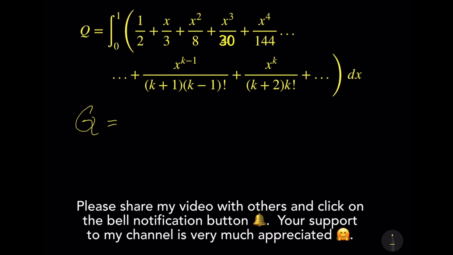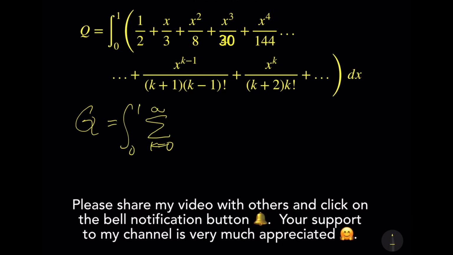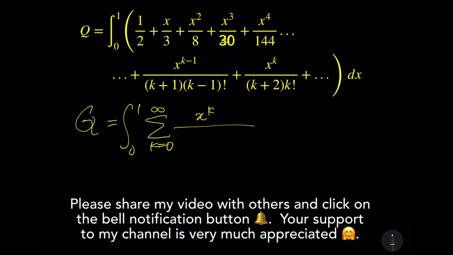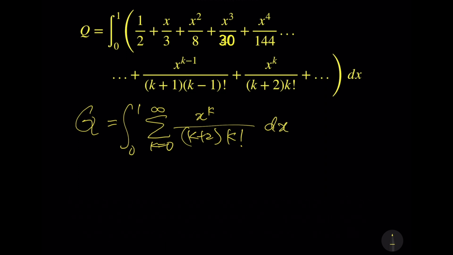Q can be rewritten as the integral from 0 to 1 of the sum from k equals 0 until infinity of x power k divided by (k plus 2) times k factorial, dx. From now we will leave the equation Q here and we come back later.